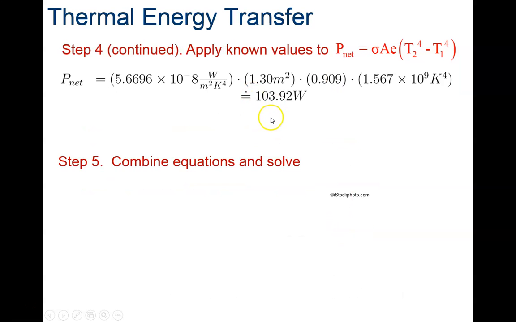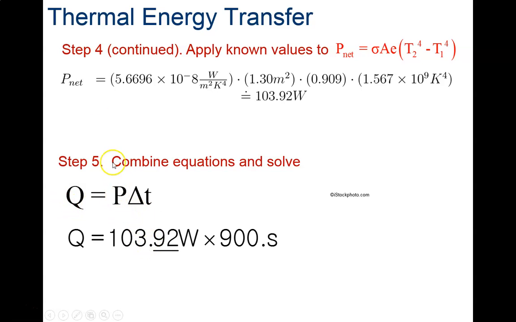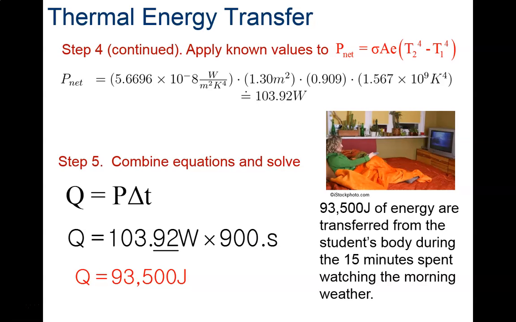So basically plug in the numbers, and you get 103.9 watts. That's the rate at which you're losing energy. And then to figure out the total amount of heat lost, P equals Q over delta T, so Q equals P delta T. Plug in our power, which we just found above, roughly 104, times 900 seconds. And again, watts is joules per second, so this needs to be in seconds. And you get 93,500 joules. So that's how much energy.